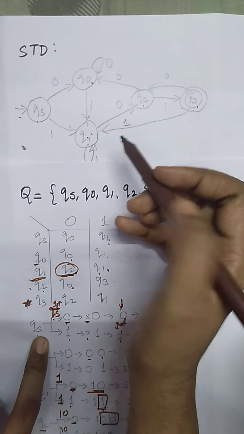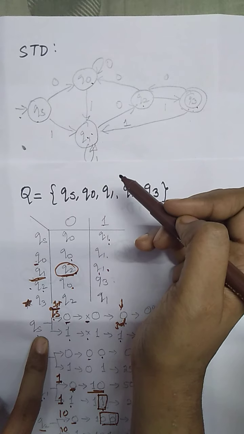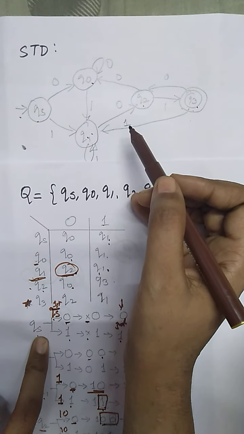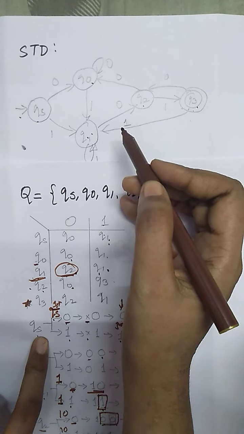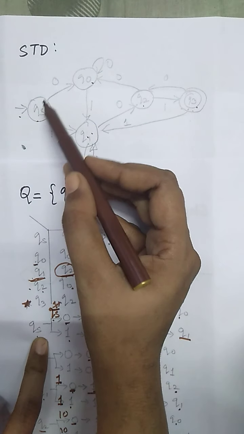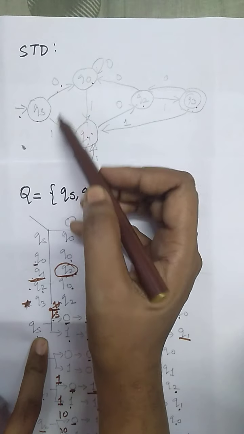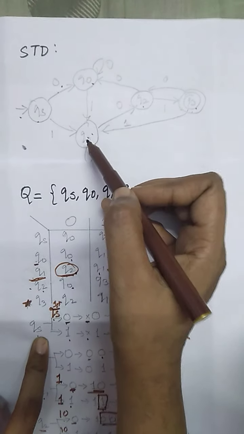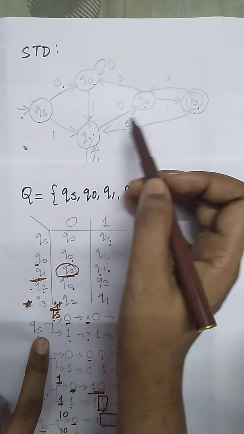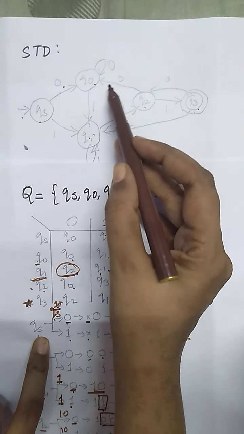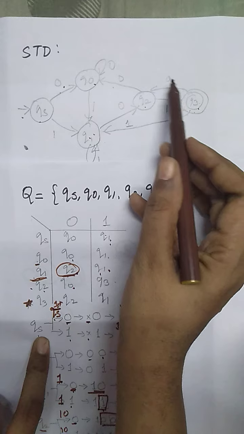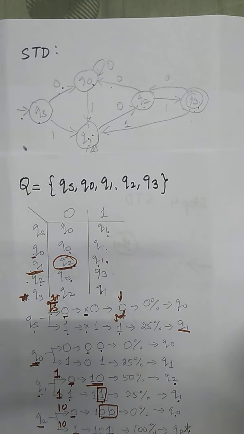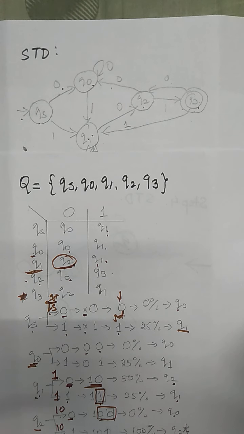One more thing, if it is a binary number system, every state should have 2 outgoing arrows, labeled 0 and 1. Here we can check QS with 2 outgoing arrows, 0 and 1. Q0 with 2 outgoing arrows, 0 and 1. Q1 with 2 outgoing arrows, 0 and 1. Q2 with 2 outgoing arrows, 0 and 1. Q3 with 2 outgoing arrows, 0 and 1. This is how you can cross verify your diagram, whether the diagram is correct or not.